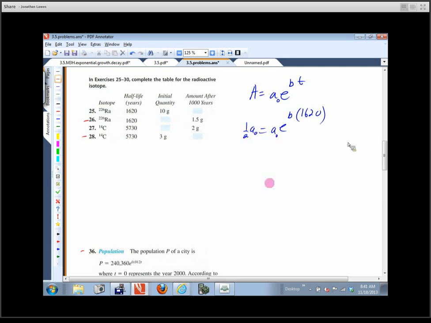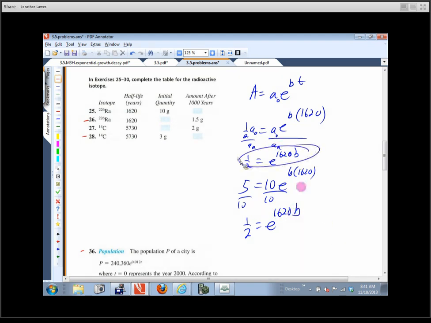Now, if you're more comfortable plugging in a 10 and letting a half-life go by, what would be the number over on this side? Half of that, so it would be a 5, right? You with me there? Okay, watch how we solve both of these. Divide by A naught, divide by A naught. I get a 1/2 on this side. I get an e to the 1620b. And if I were to solve this one right here, look what I get. Divide by 10, I get a 1/2 equals e to the 1620b. Aren't these the same equation?